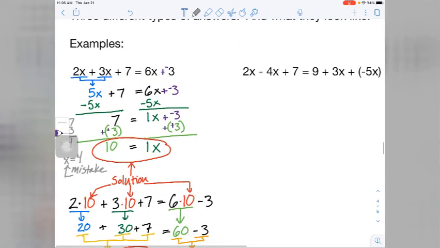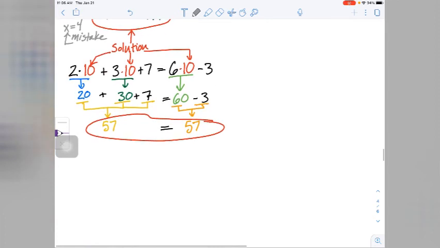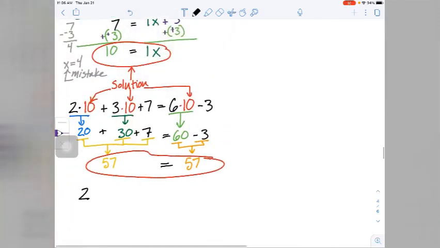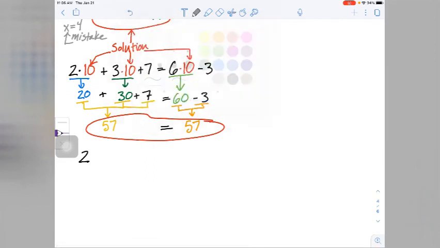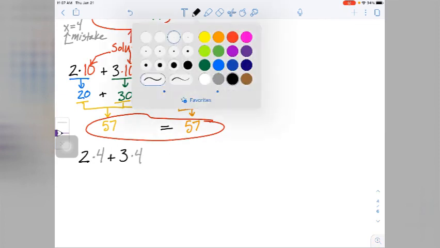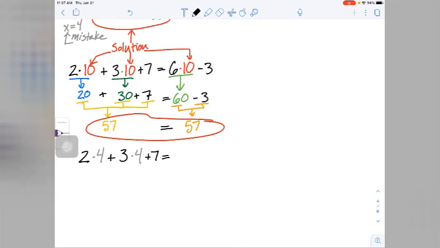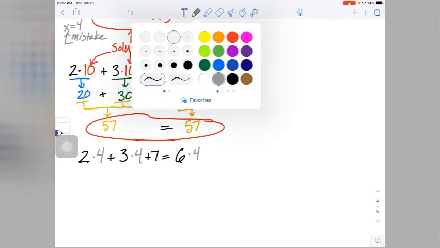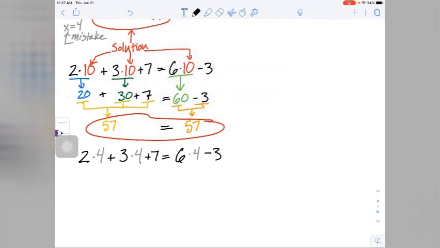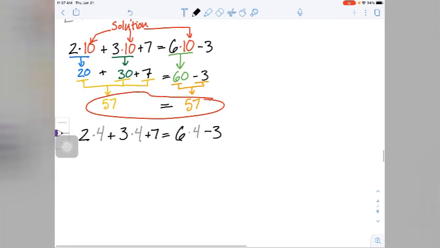But that's all right. We're going to use it, and we're just going to learn from our mistakes, which is the best thing that mathematicians do. So if somebody did come up with x equals 4, then they would need to prove it. They would say, okay, well, what's going on? 2 times x is the same as 2 times 4, and then plus 3 times x is the same as 3 times 4, and then plus 7 is just plus 7, and then 6 times x is the same as 6 times 4, and then minus 3. So let's do all of this math together.